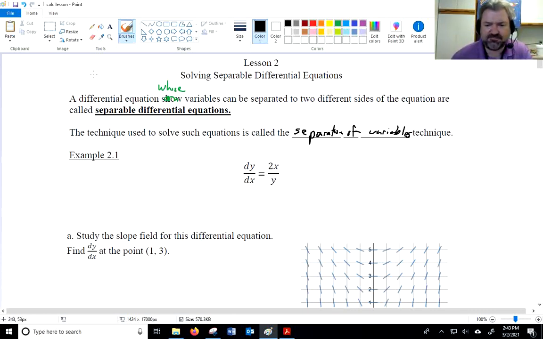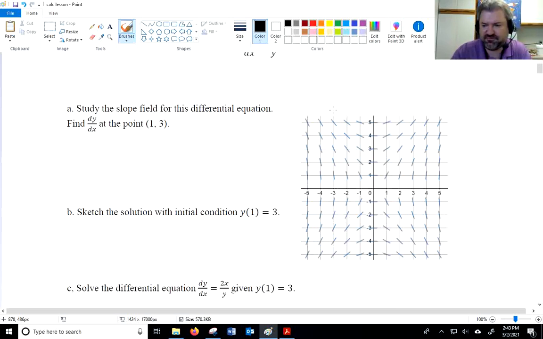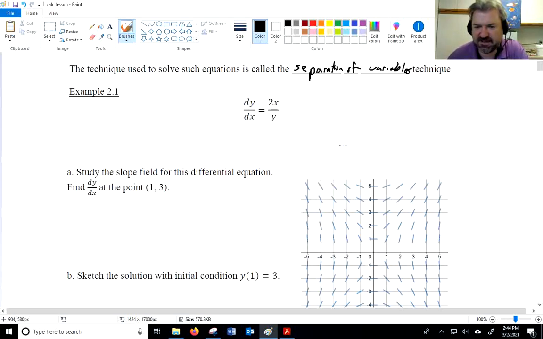All right, so example 2.1, we have dy over dx equals 2x over y. Let's study the slope field for this differential equation. As I look at it, it appears to have some branches of some hyperbolas. If it was just a function, we'd expect it to only be half of that. Let's find dy/dx at the point (1, 3). Well, we could look at our slope field and get a guess. It appears to be somewhere around maybe a half, but let's find out.